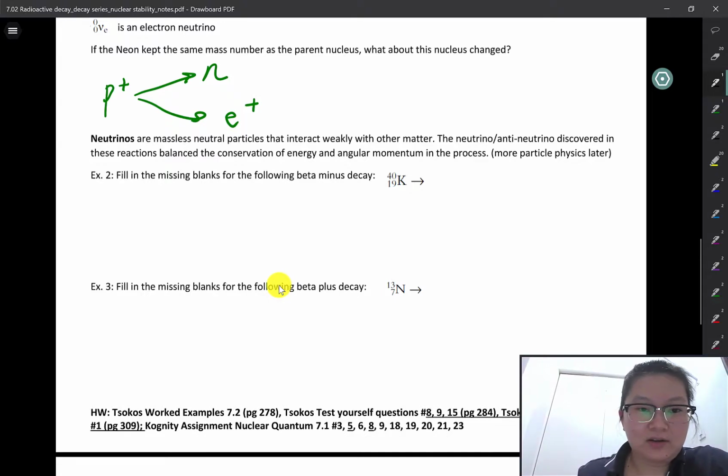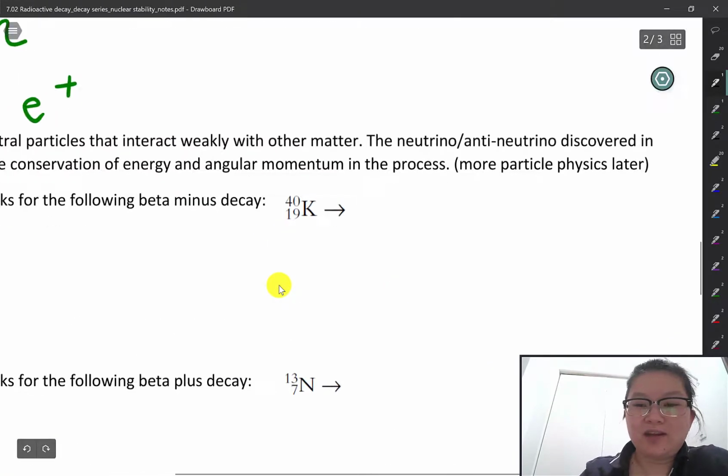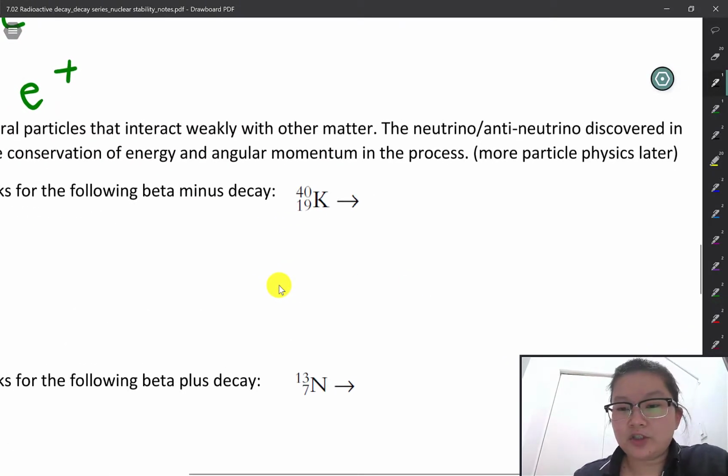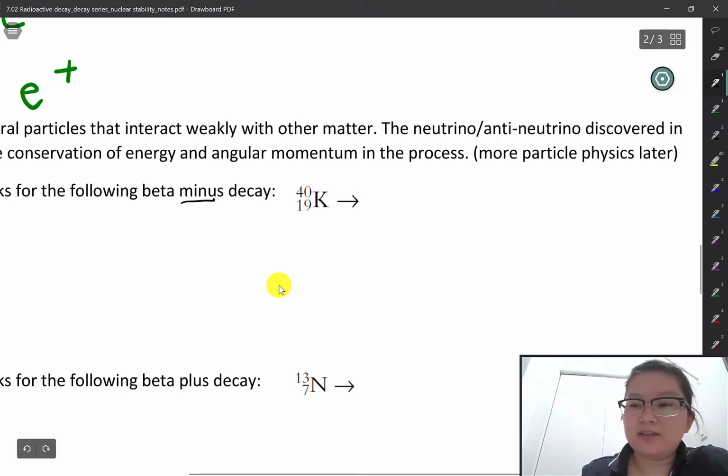So let's start off with a beta minus decay. For beta minus decay, we know for sure that an electron is ejected, and to know that, you just look at beta, whether it's positive or minus. If it's minus, you have an electron that is ejected.